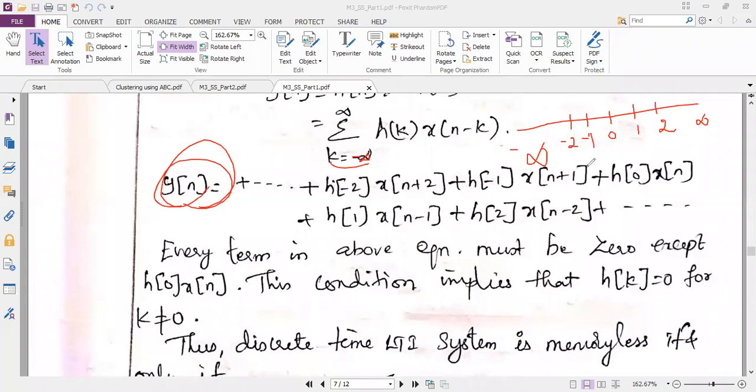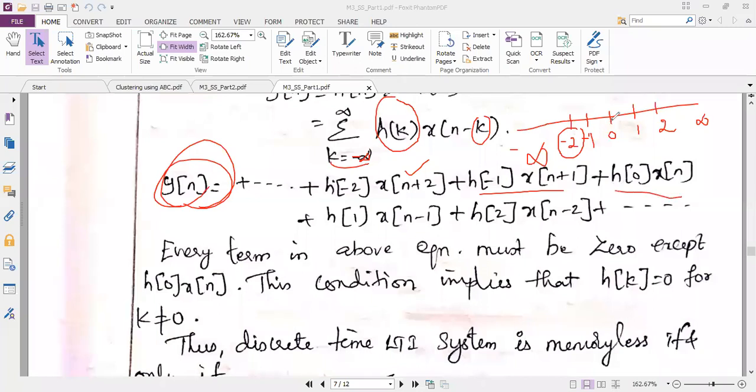Okay, so now when I take the initial k value as minus 2, let me expand this summation. So h of minus 2, x of n minus of minus 2, so it becomes x of n plus 2. Similarly, when I substitute k equal to minus 1, I will get h of minus 1, x of n minus of minus 1, which becomes x of n plus 1.